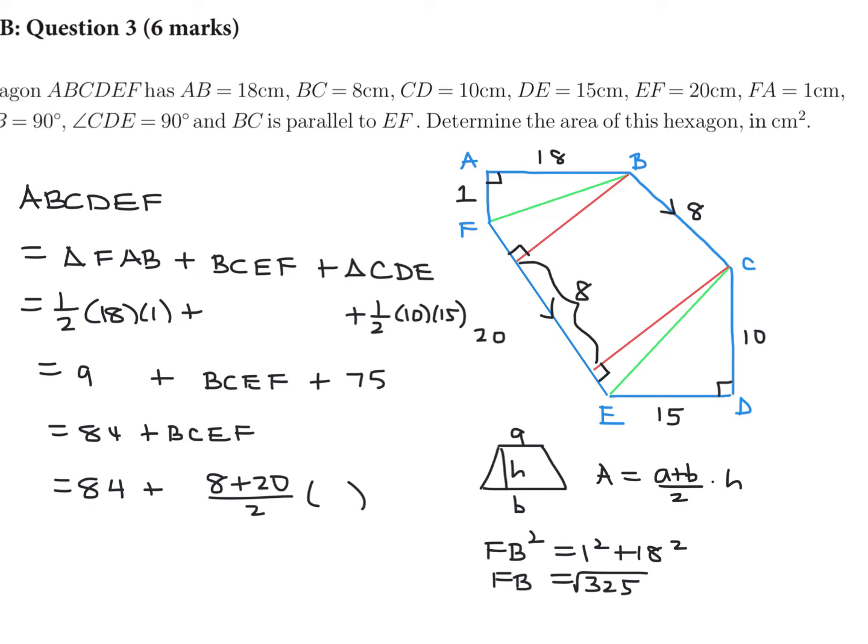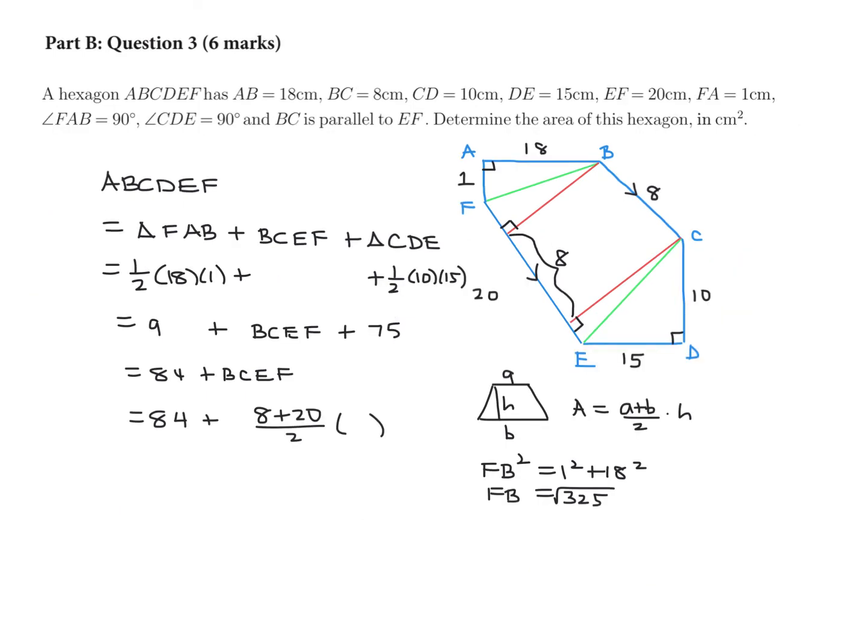Let's see here. CE squared is 10 squared plus 15 squared, which is 100 plus 225, again, 325. Root 325 would be CE. Okay, so that makes this an isosceles trapezoid, since that is equal to that. Okay, that makes it easier. So I'm one step closer to figuring out the H.